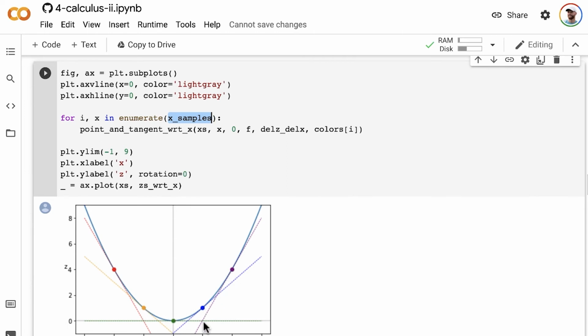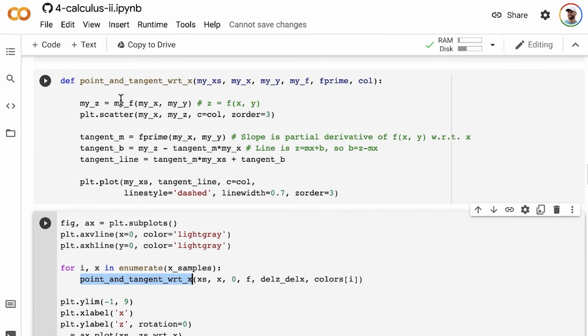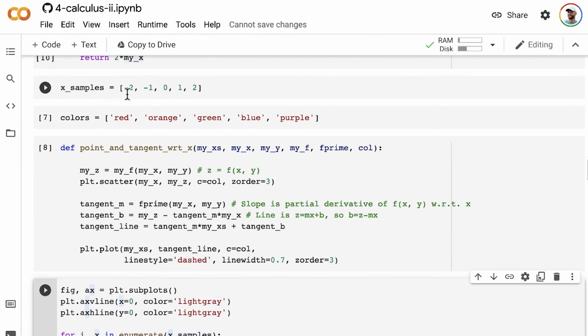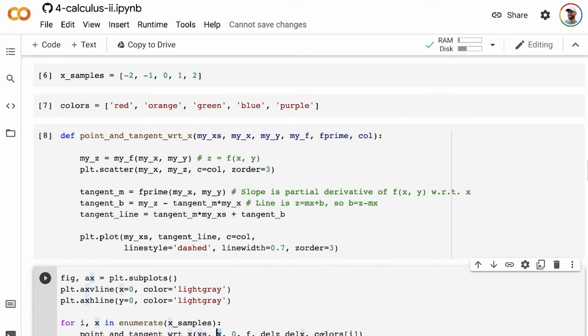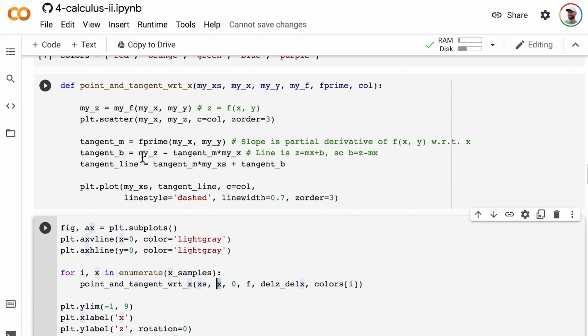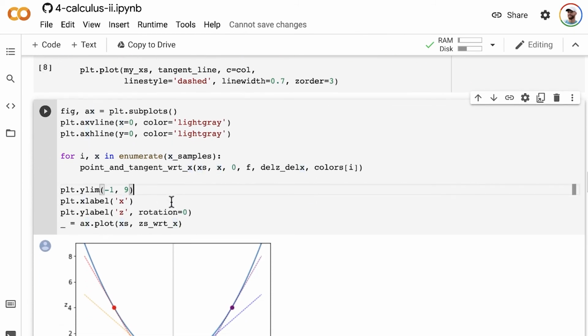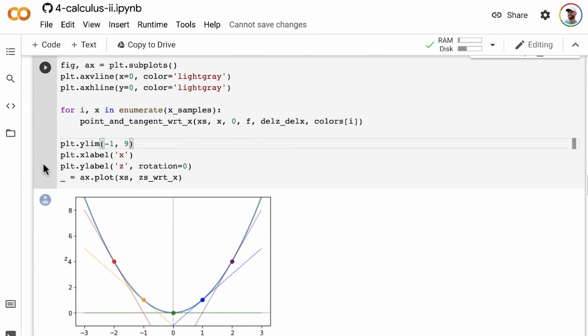And for each of those 5 points, we call my point and tangent with respect to x function, pass in the variables. So the key things that are varying with each round of this for loop is we have our x value varying. So x will range from -2 to -1 and so on all the way up to 2. And the colors change at the same time. So we specify a specific color for each of those samples. And then we plot things out with the labels.